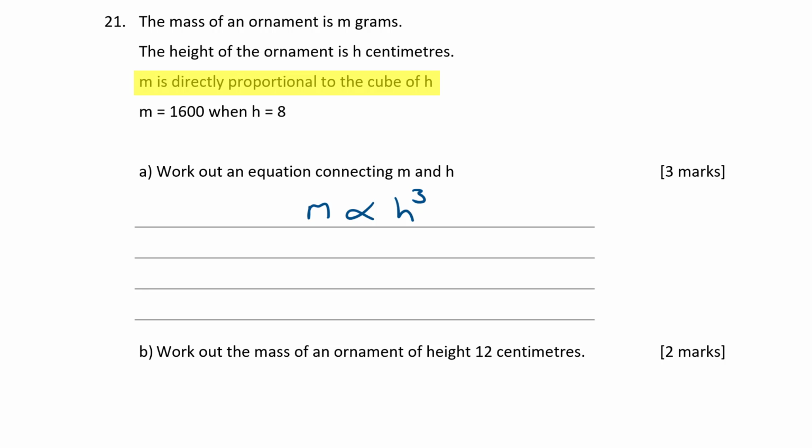Then we're going to take the little fishy symbol out and rewrite it as m is equal to k lots of h cubed, where our k is our constant of proportionality.